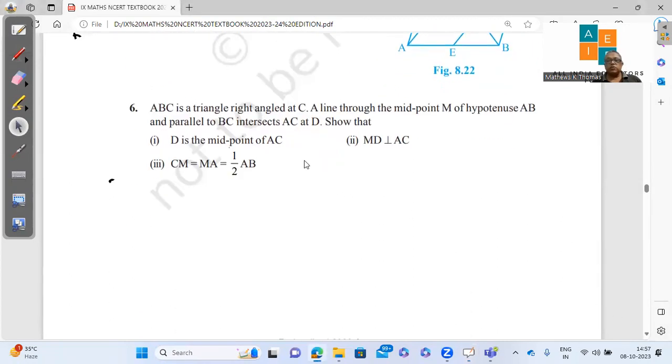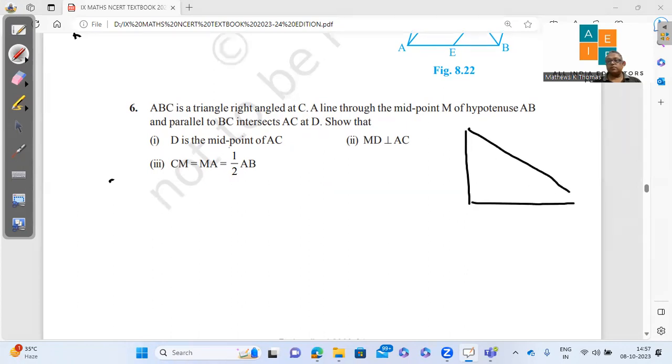Now we have the last question, that is question number 6. ABC is a right triangle at C. So this is a right angle triangle, right angle at C. So let's put A and B here.